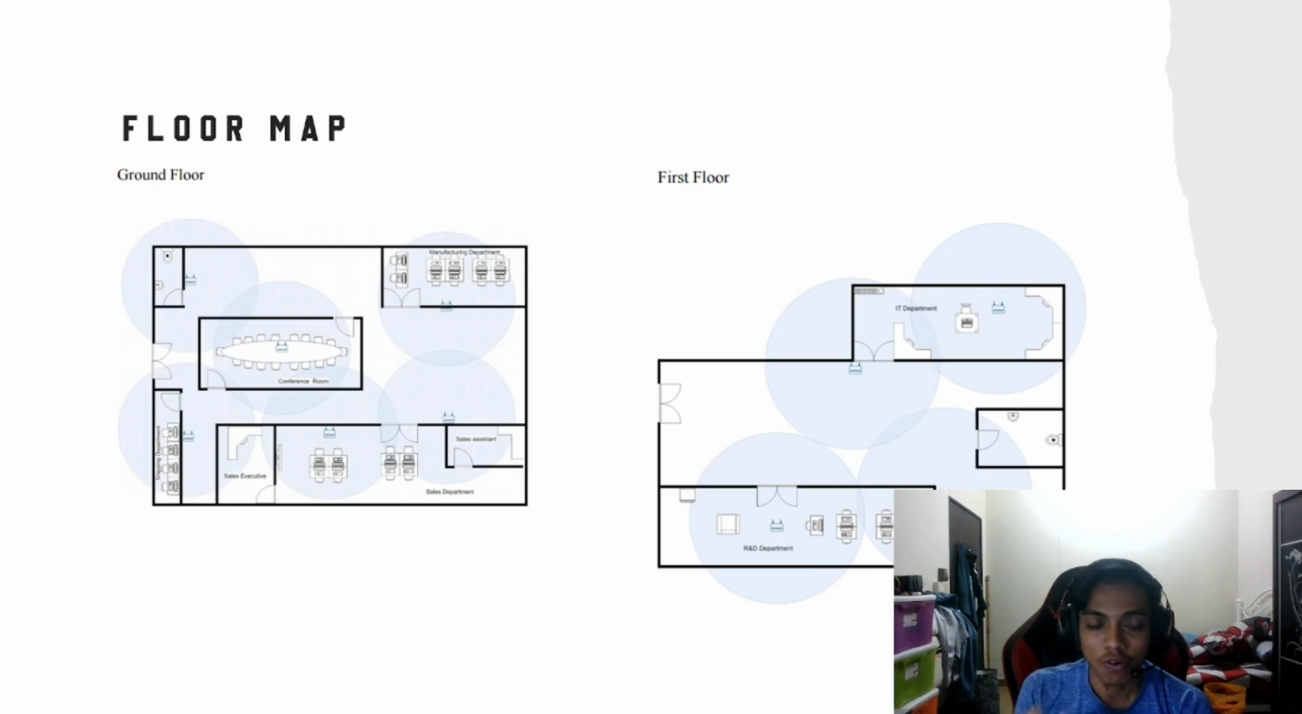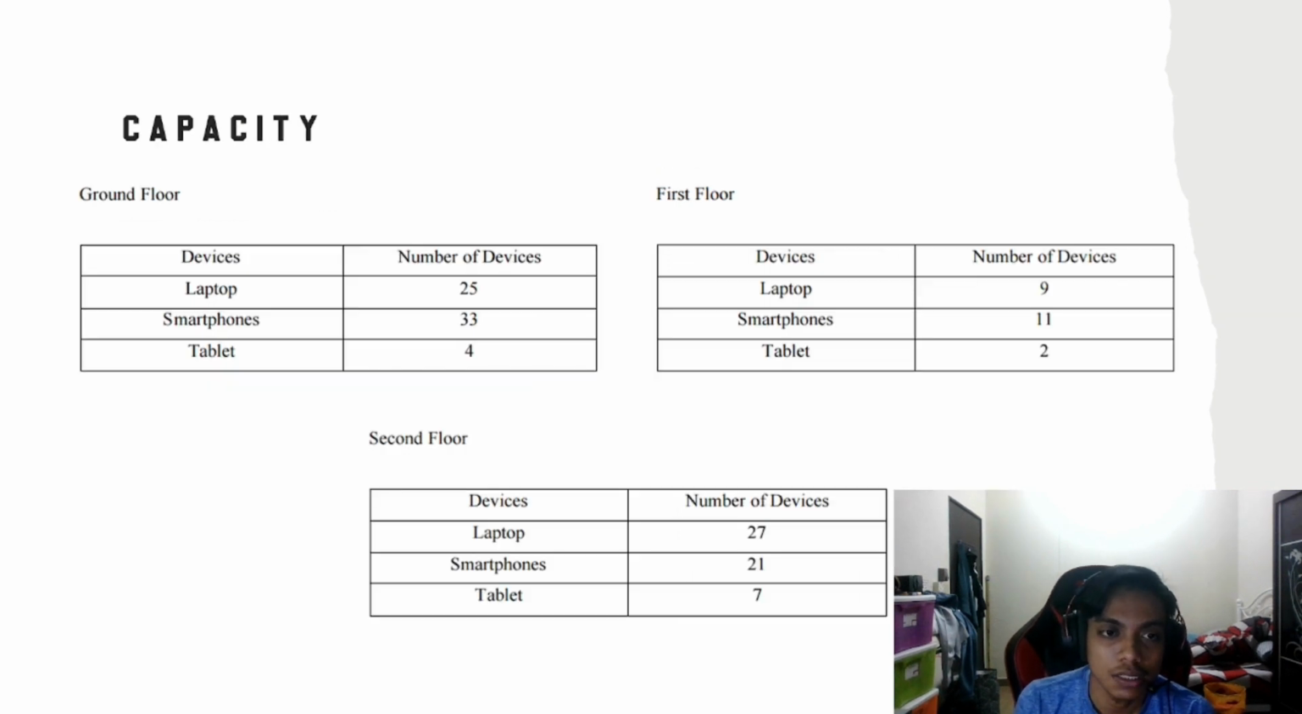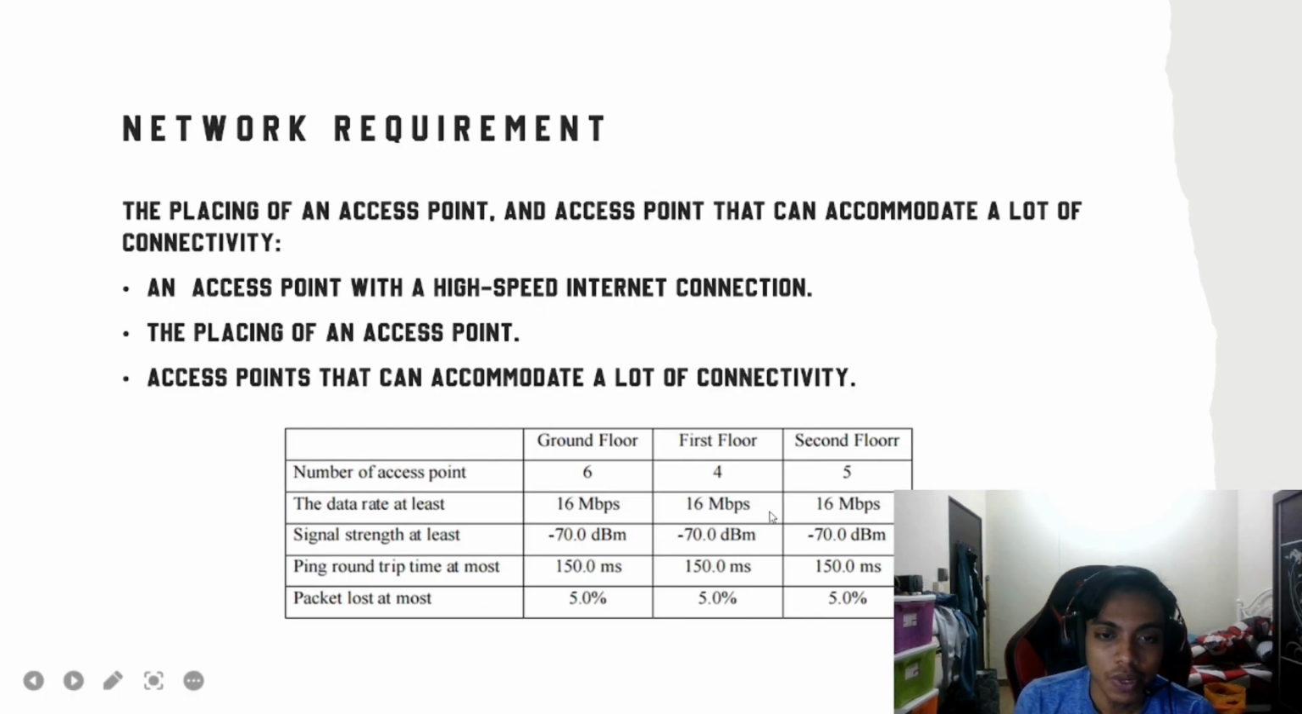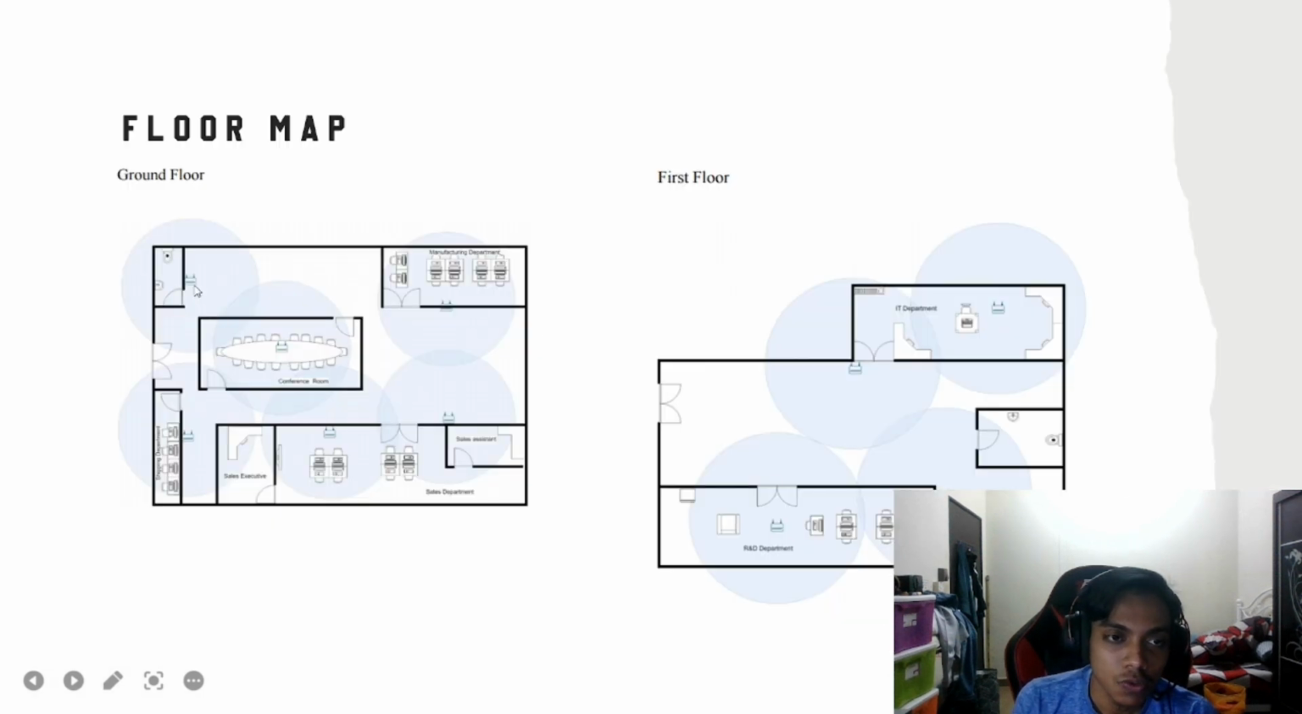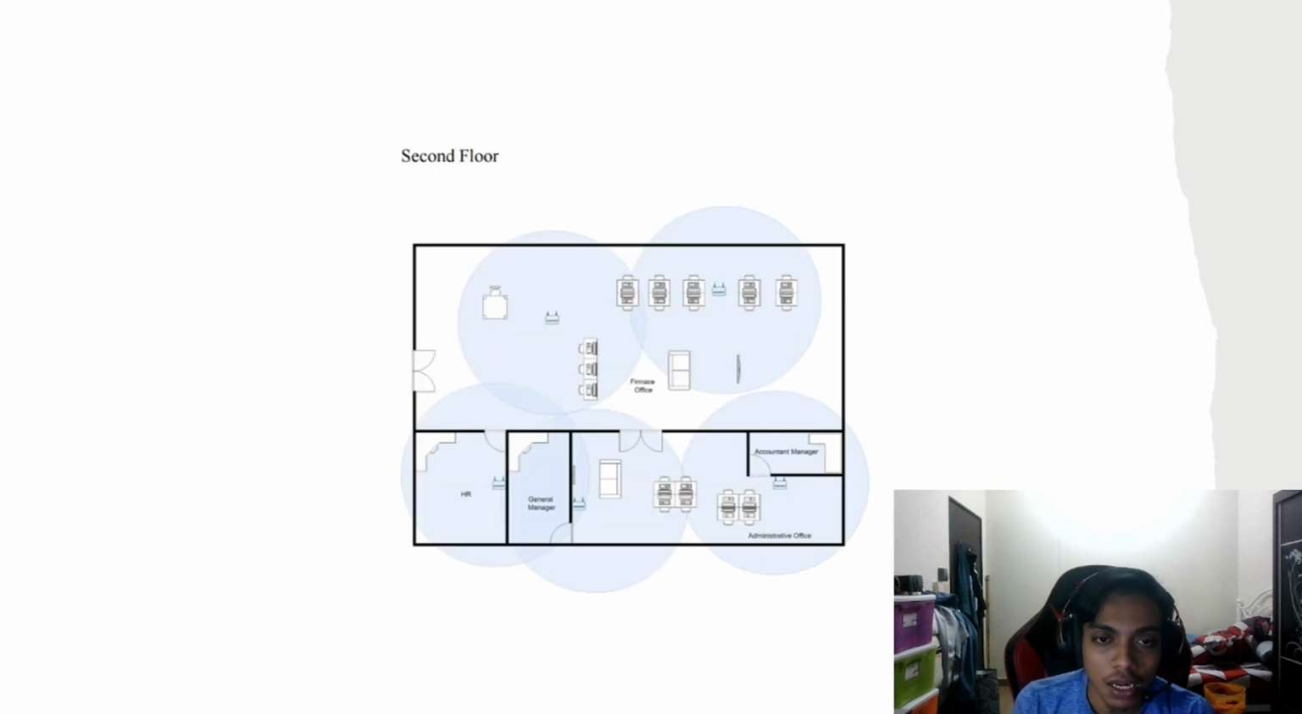Alright, for the floor map, as you can see here, for the ground floor we have coverage from 6 access points, like been mentioned before. 1, 2, 3, 4, 5, 6 for the ground floor. And the first floor, we have 4: 1, 2, 3, 4. That will cover all the coverage. And for the second floor, we have 5 access points: 1, 2, 3, 4, 5. It also covers all the coverage.